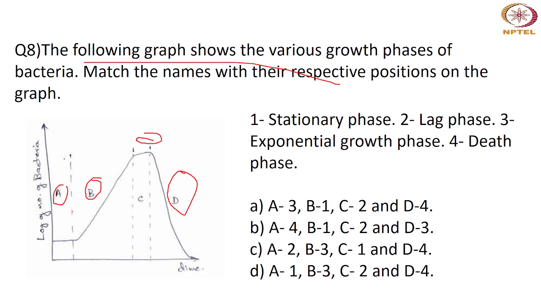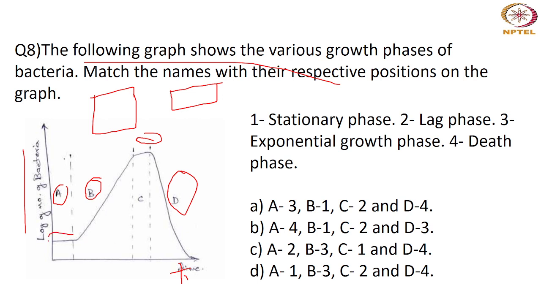So how are these things happening? Suppose I have some colony of some amount of microorganisms. I put them in an aeration tank or whatever, your beaker or culture media, with food for them. But initially, it will take some time for them to adjust. This is the time axis, t axis. This is the log of the bacteria, number of bacteria.